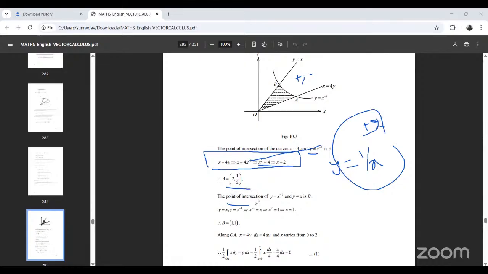Okay, now the point of intersection of y equals x to the power of minus 1 and y equals x is the point P. So P is (1, 1). So A is (2, 1 by 2).